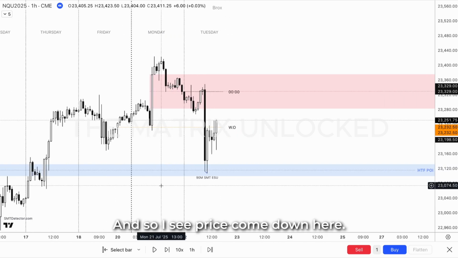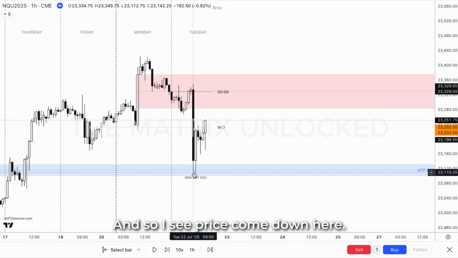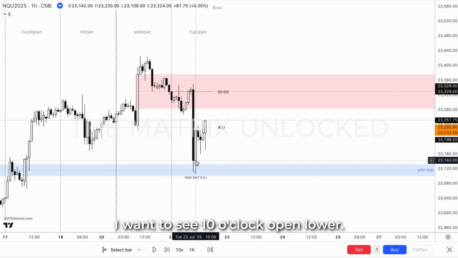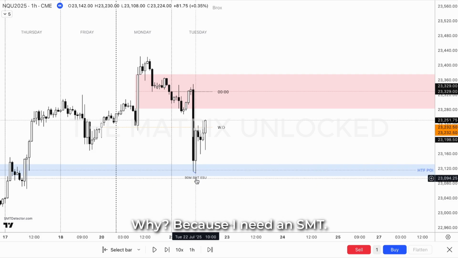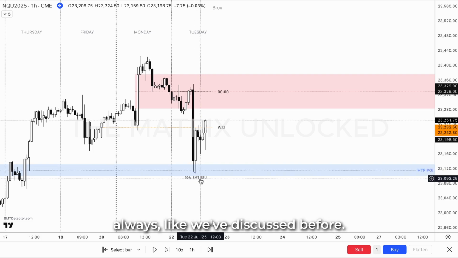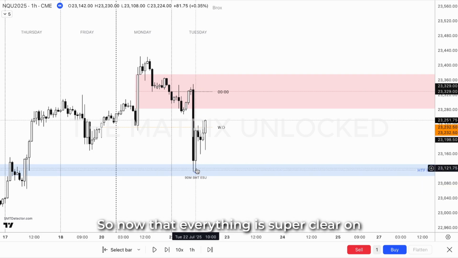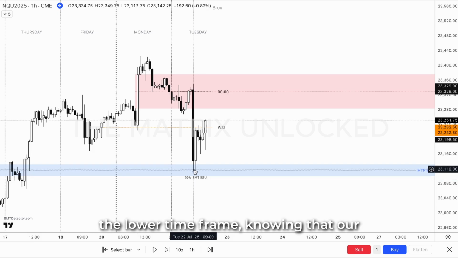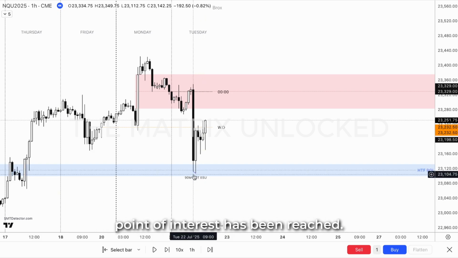And so I see price come down here. I then wait for 10 o'clock. I want to see 10 o'clock open lower. Why? Because I need an SMT. I want to see an SMT at my SMR, always, like we've discussed before. So now that everything is super clear on the higher time frame, we can go down to the lower time frame, knowing that our point of interest has been reached.